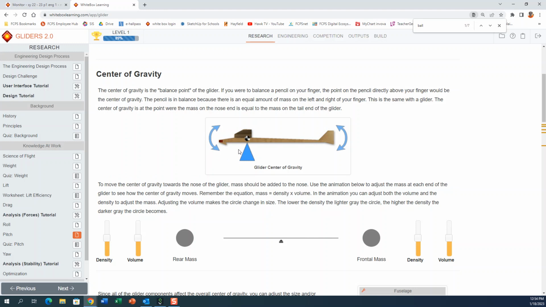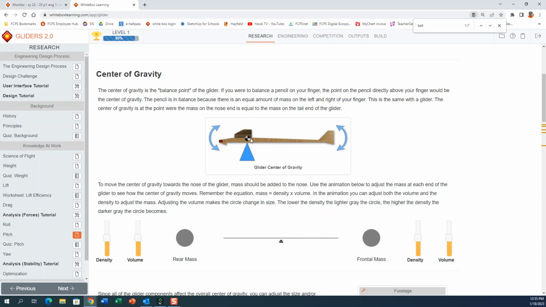And it has everything to do with the center of gravity of your glider, okay? So where we put the center of gravity is going to control the pitch. If our center of gravity is way, way up towards the nose, it's going to pitch straight down. If it's way too far back toward the tail, the tail's going to want to go down, which means our nose is going to go straight up.